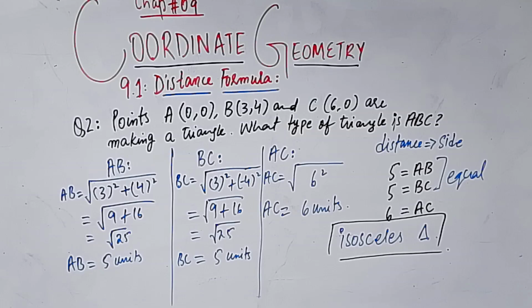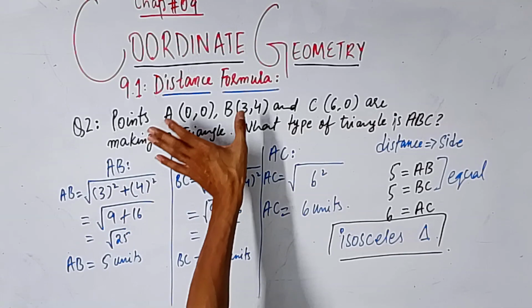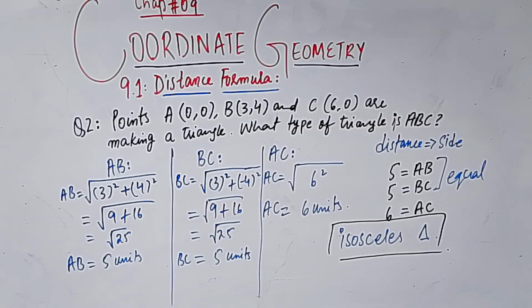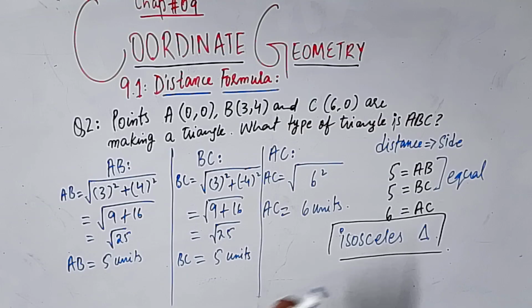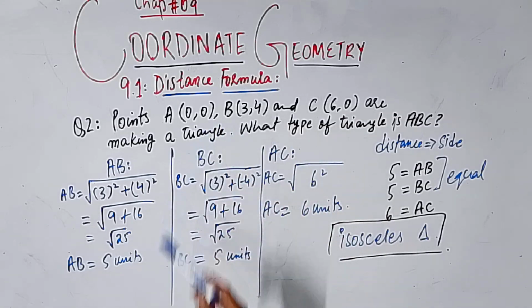That's why we call this chapter coordinate geometry, because in this one we have used the distance formula and points which are related to the coordinate system, and we have found out the type of the shape of the triangle, right, which is actually geometry. So together they are making coordinate geometry. So in the first question we understood how to use the distance formula, and in the second question, which is application based, we have actually found the type of the triangle by using the distance formula. So this is it from this video.